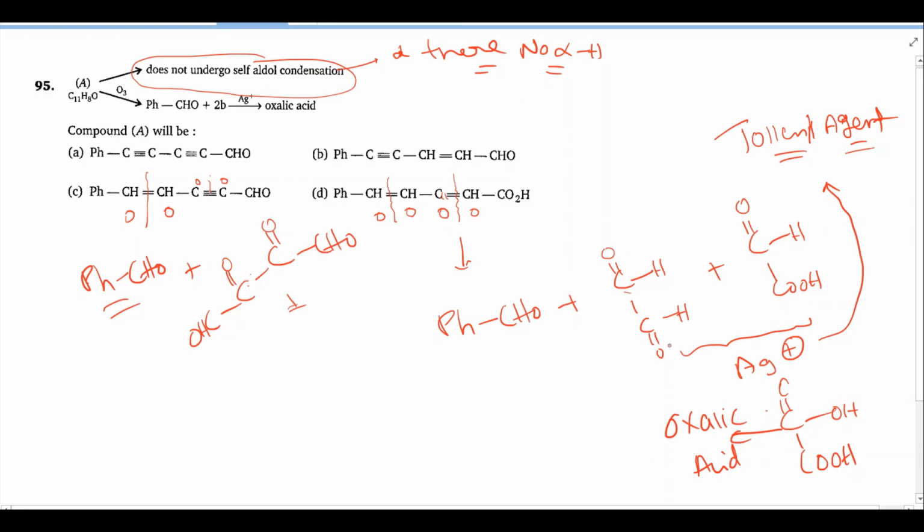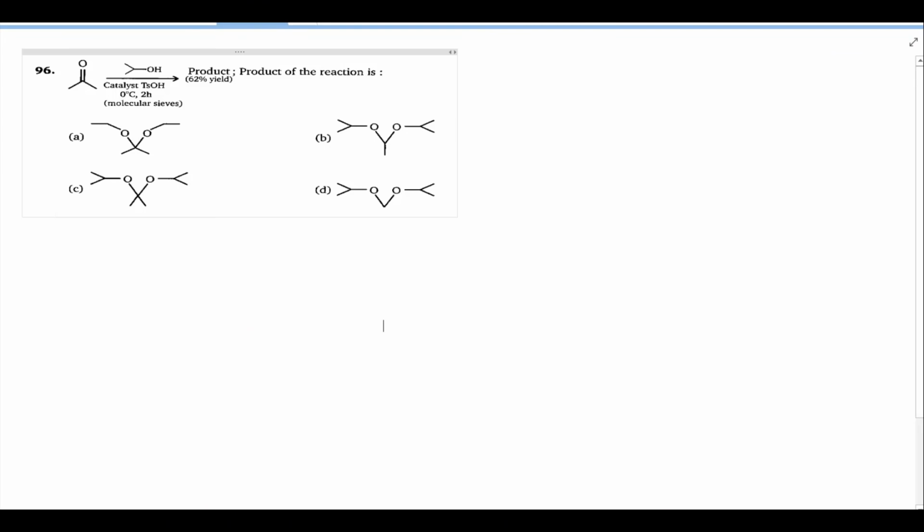So the option is going to match the fourth option. Okay, the fourth option you can see here. The answer is the fourth option. So this is question number 95. As per that you are going to get oxalic acid. Okay, so I hope you understood. So the next is question number 96. Okay, this is question number 96.